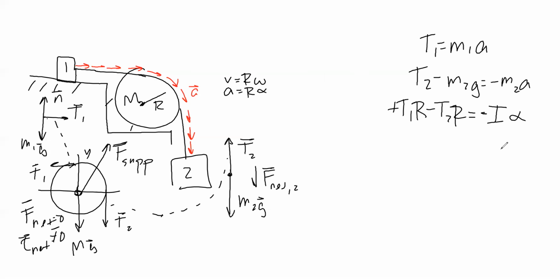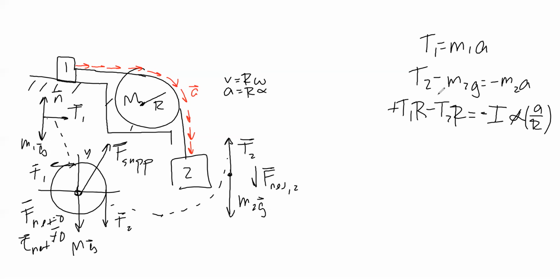But so we can make that substitution. We can turn alpha into A over R. Cancel that and instead write A over R.